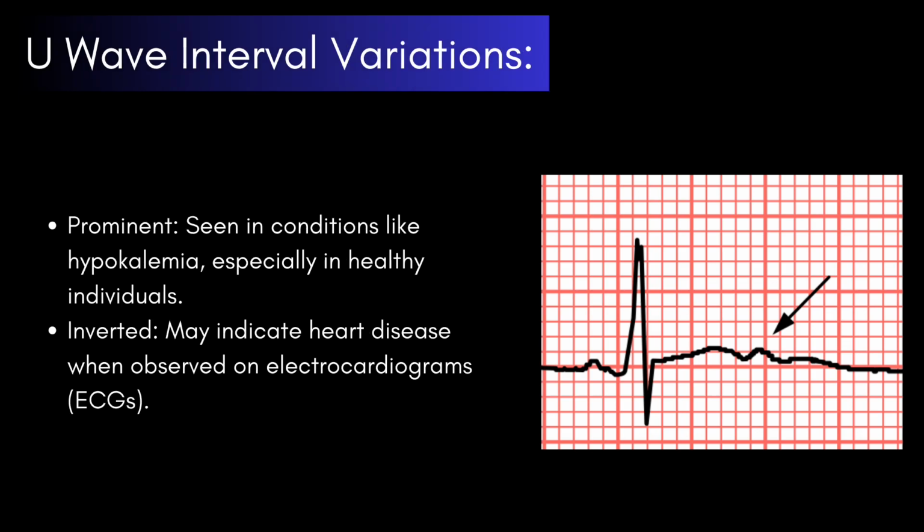Moving on. Next, let's look at some variations of the U wave. Prominent: seen in conditions like hypokalemia, especially in healthy individuals. Inverted: may indicate heart disease when observed on electrocardiograms, ECGs.